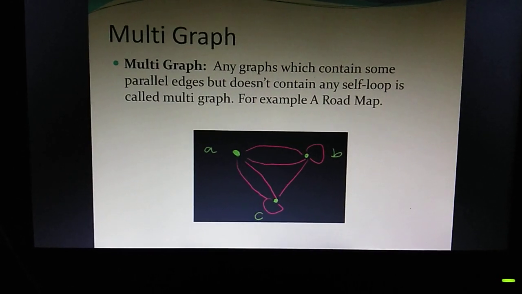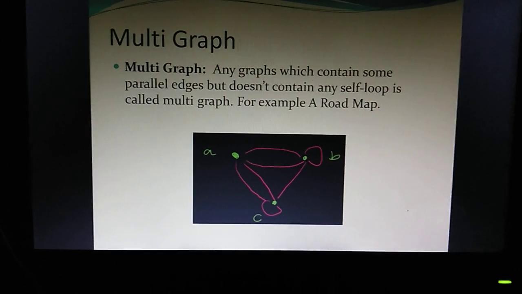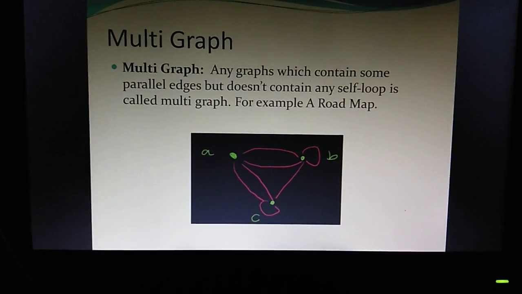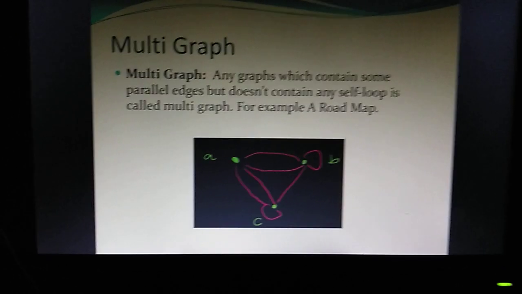Next one is the multigraph. Any graph which contains parallel edges but doesn't contain any self-loop is called a multigraph. For example, a road map.